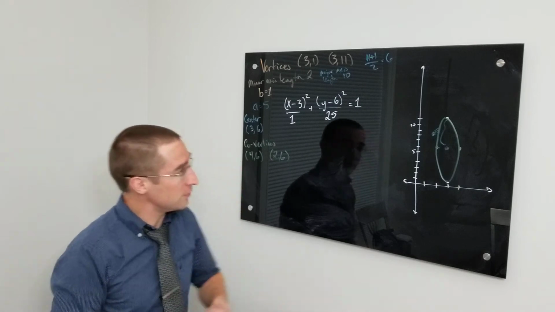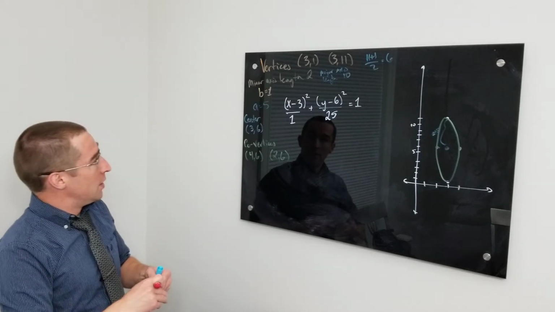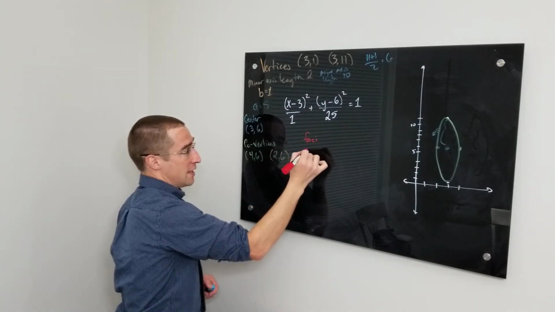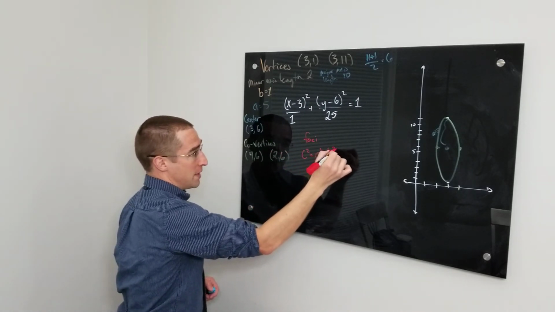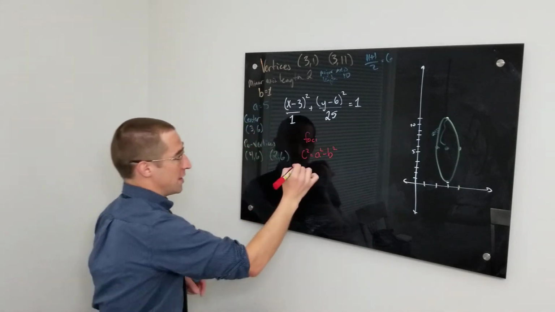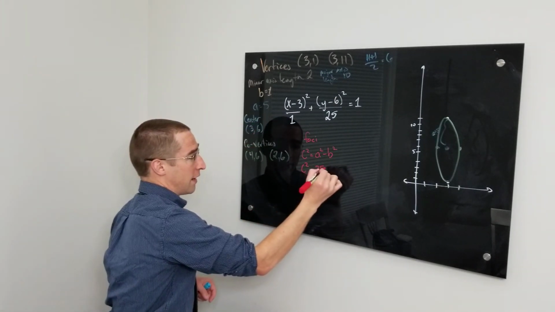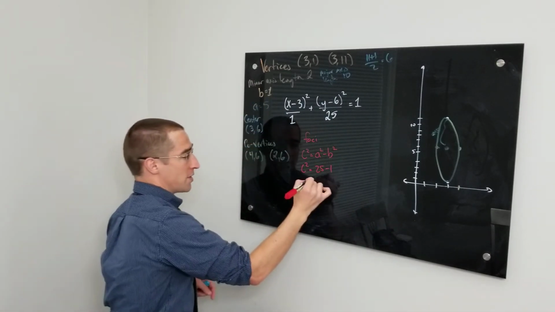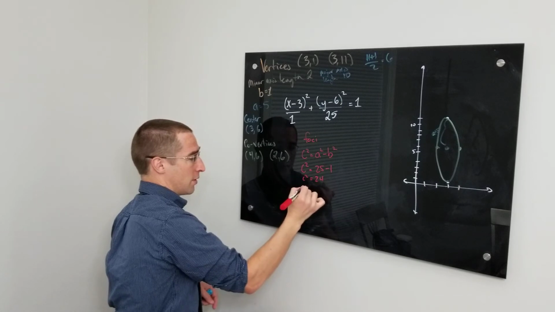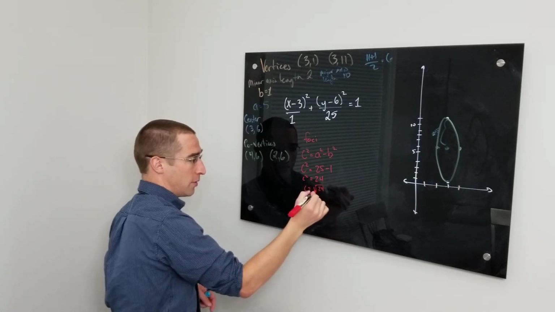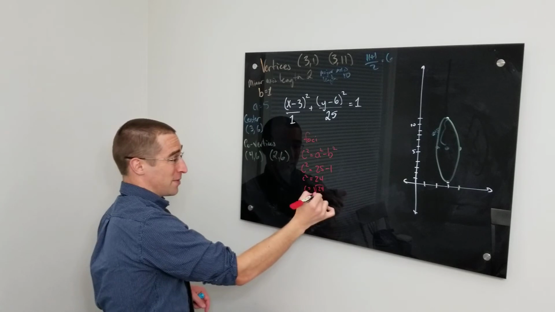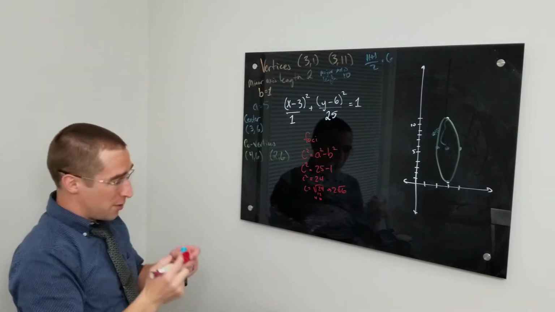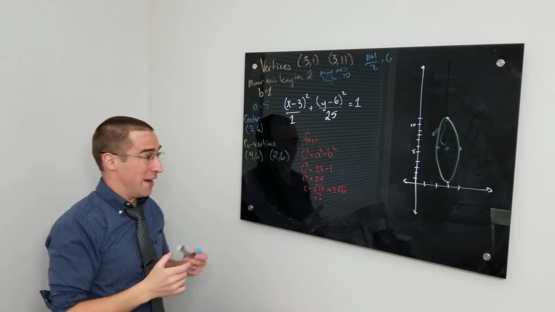All right, so we've got our a value and our b value. For the foci, c squared equals a squared minus b squared. So c squared equals 25 minus 1, because 5 squared is 25 and 1 squared is 1. So c squared equals 24, so c equals the square root of 24, because 24 is 4 times 6. It's 2 square root of 6, and it's going to be a little bit smaller than 5.